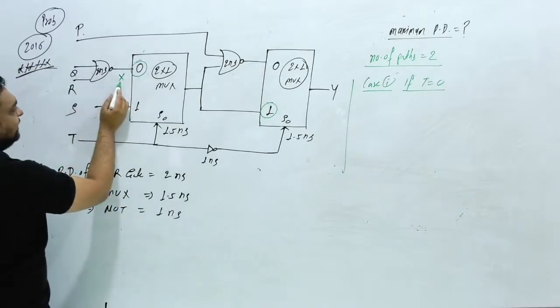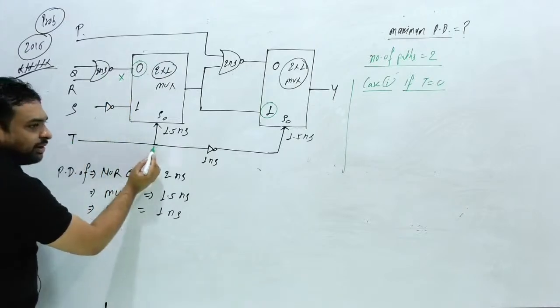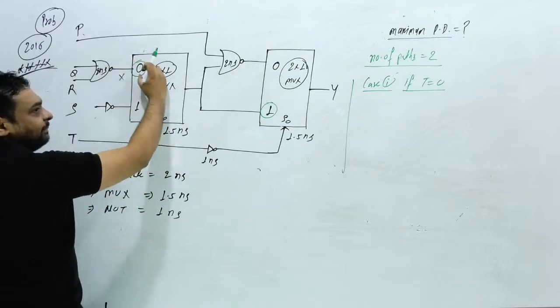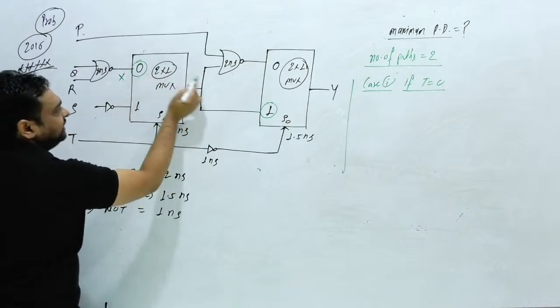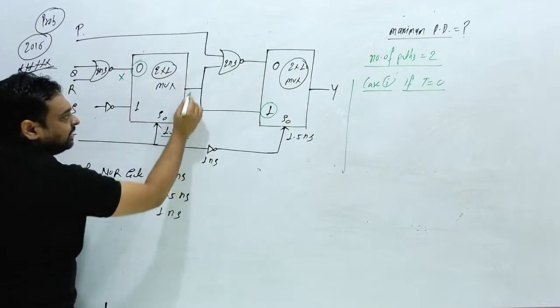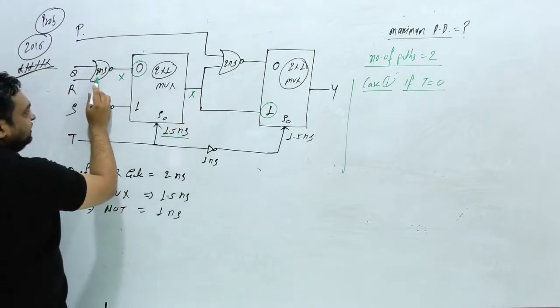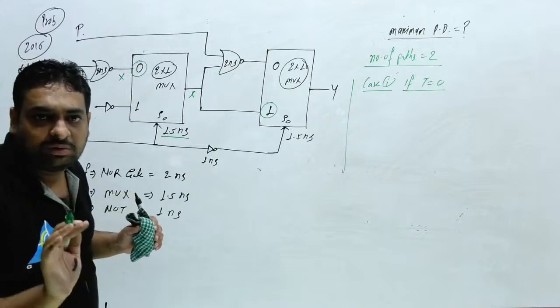After how much time will you get it? 2 nanosecond. Then this T you have provided at 0 nanosecond. This will be peak when? After 2 nanosecond. Then after this delay, meaning 1.5 nanosecond, you will get X here. So you will get X after 2 nanosecond and after 1.5 nanosecond, meaning 3.5 nanosecond.